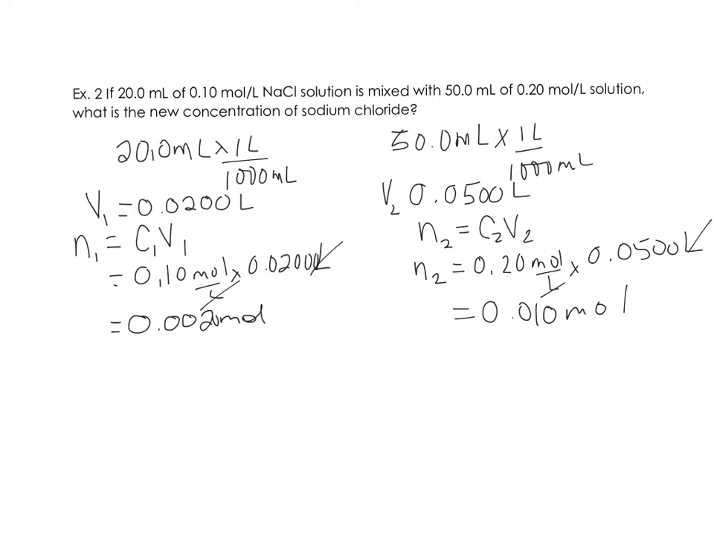So we're literally going to add these together. So the total moles is the sum of these two numbers. So we have 0.012 moles of solute. The total volume has changed now too. We've added 50 milliliters to 20 milliliters. So we have a total of 70 milliliters. So now we might as well add them as our liters.